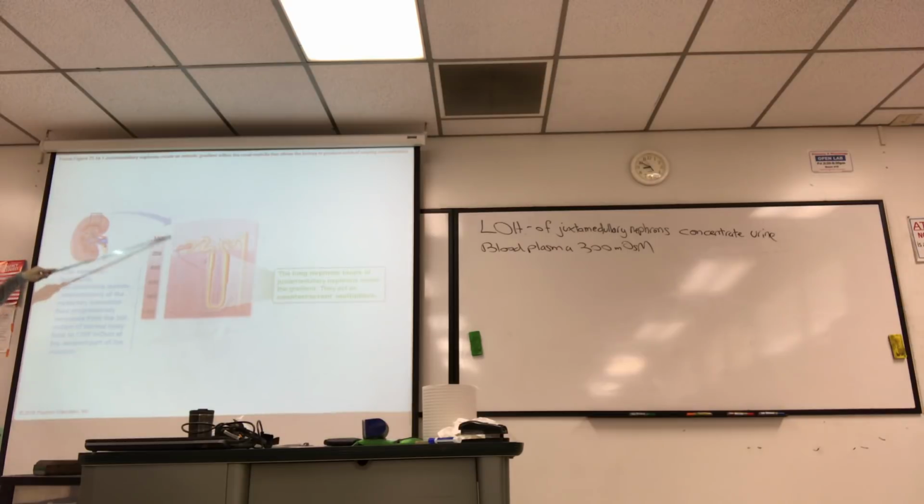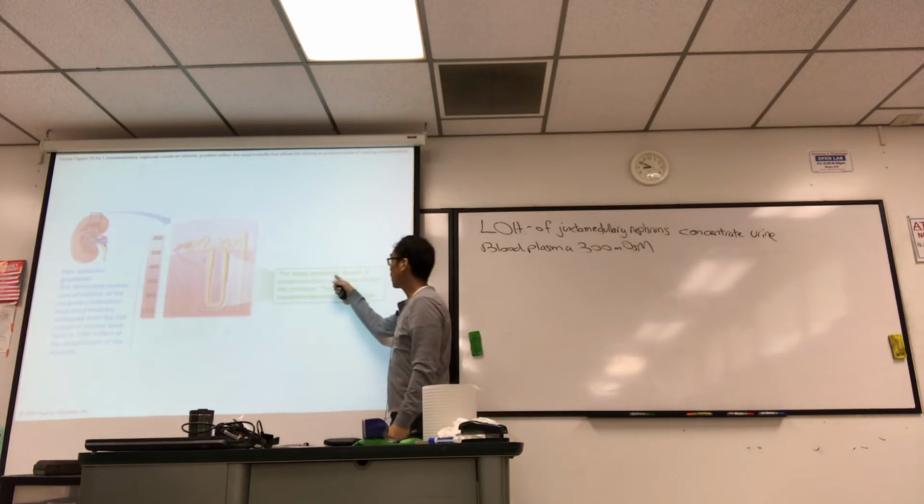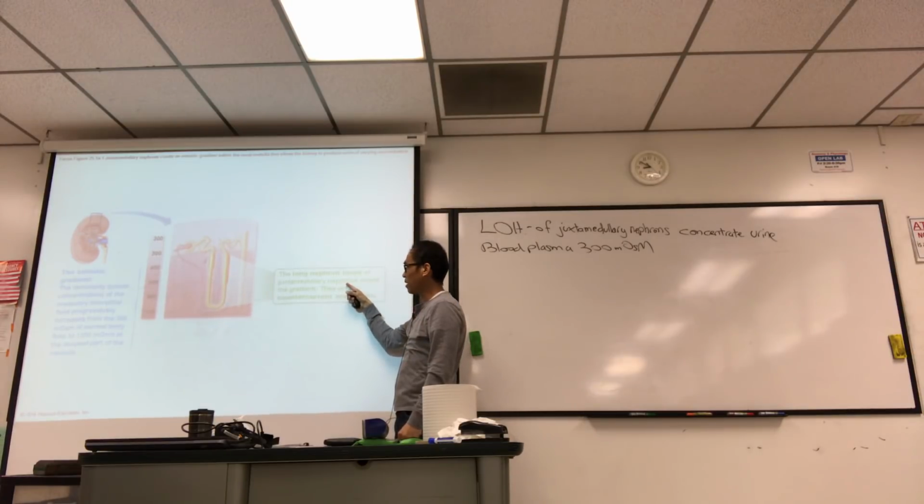So, cortex, 300. That's our normal plasma concentration. But there's this progressive salt gradient. So what this says here, the osmotic gradient, the osmolarity, the solute concentration of the medullary interstitial fluid progressively increases from 300 to 1200 in the deepest part of the medulla. Okay? The long nephron loops of juxtamedullary nephrons create the gradient. They act as a countercurrent multiplier.